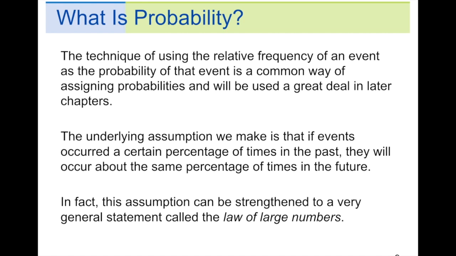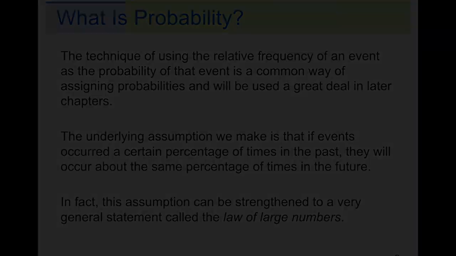The technique of using the relative frequency of an event as the probability of that event is a common way of assigning probabilities and will be used a great deal in later chapters. The underlying assumption we make is that if events occurred a certain percentage of times in the past, they will occur about the same percentage of times in the future. In fact, this assumption can be strengthened to a very general statement called the law of large numbers.